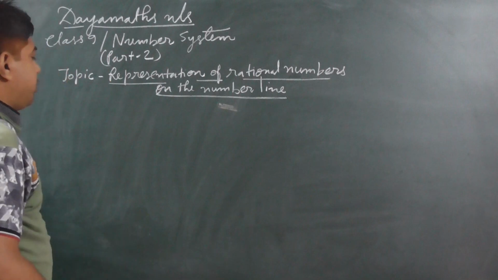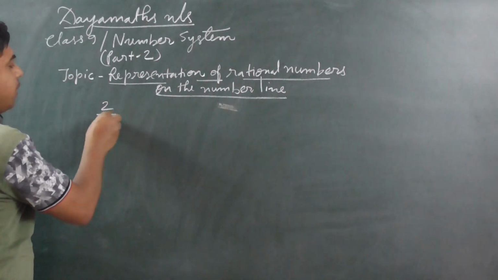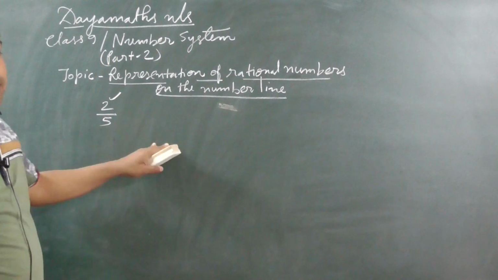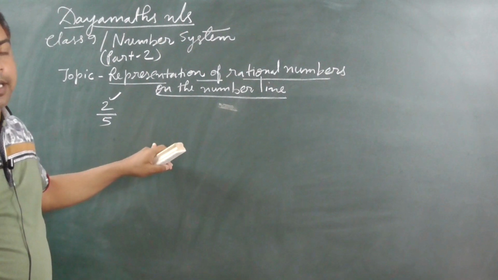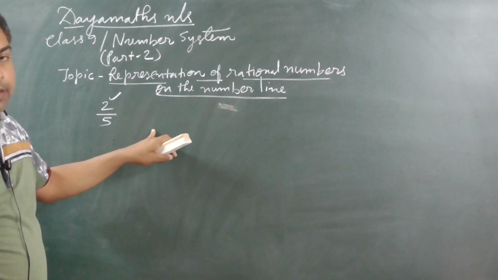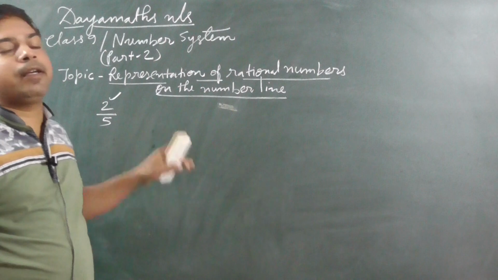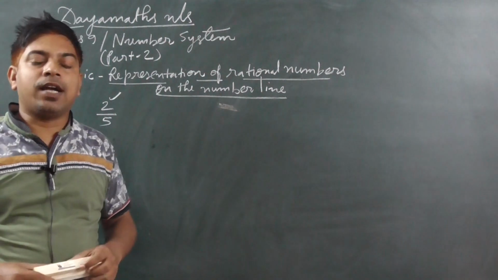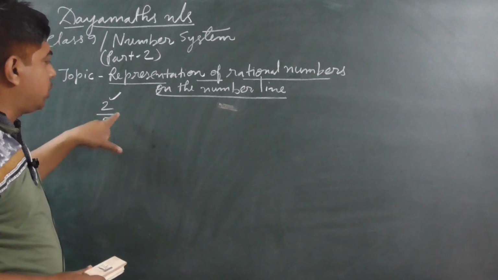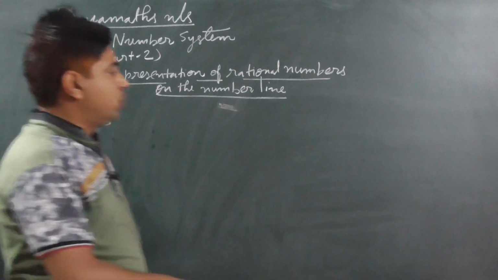Now, if you have to represent a rational number 2 by 5, before that you need to consider that 2 by 5 is a rational number as well as a fraction. And which kind of fraction is it? It is a proper fraction. So one thing you should note in your mind is that the value of a proper fraction always lies between 0 and 1.